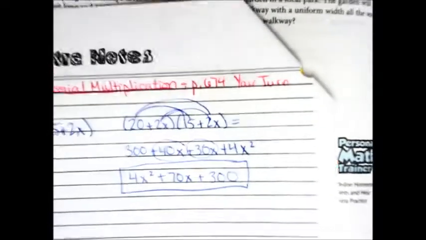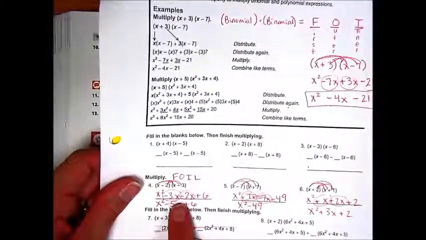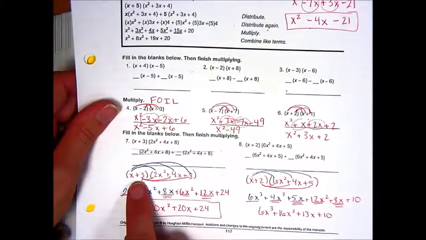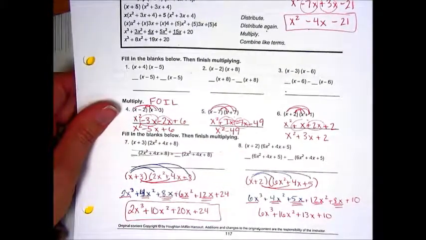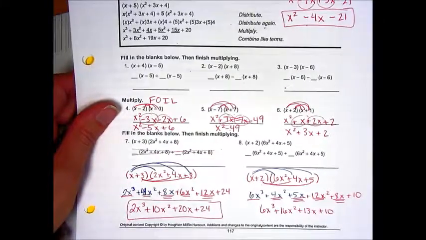So, multiplying lesson, okay? If you see a binomial times a binomial like you did here, or like you did here, FOIL. If you see something times a longer polynomial, you're just going to have to do a lot of distributing and carefully combine your like terms.